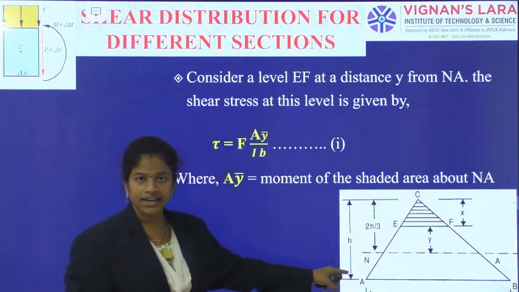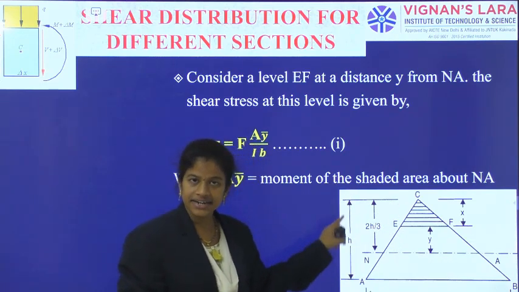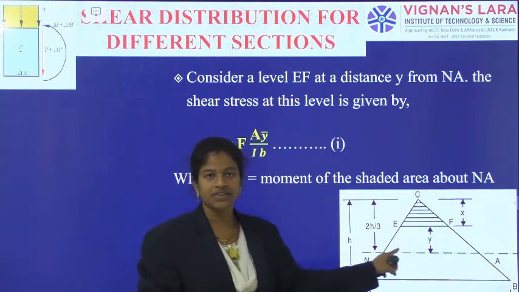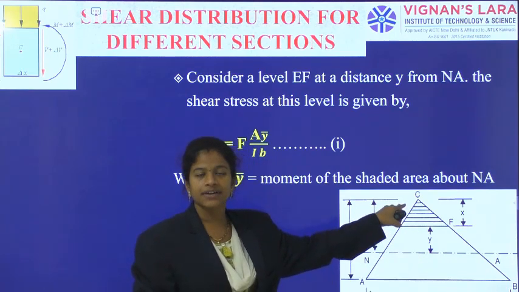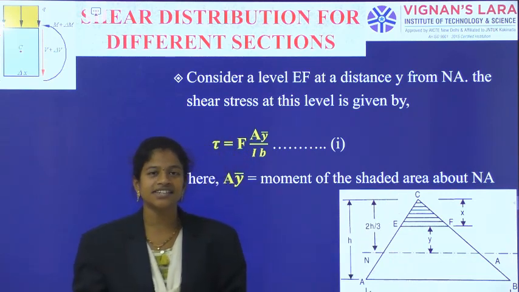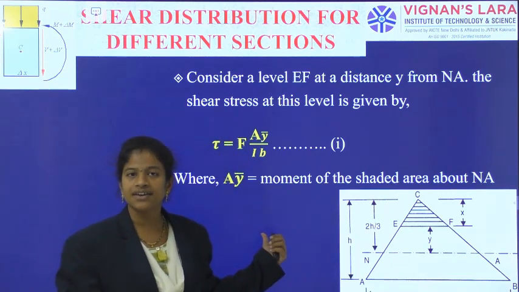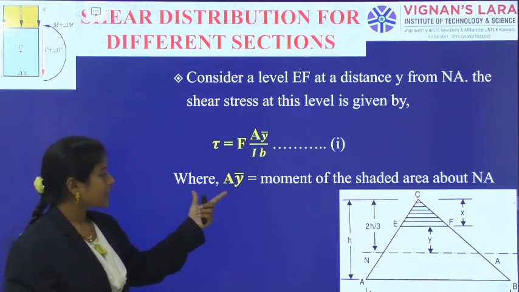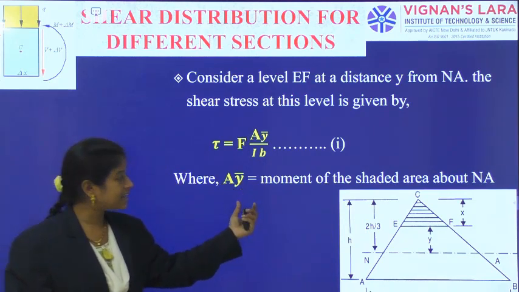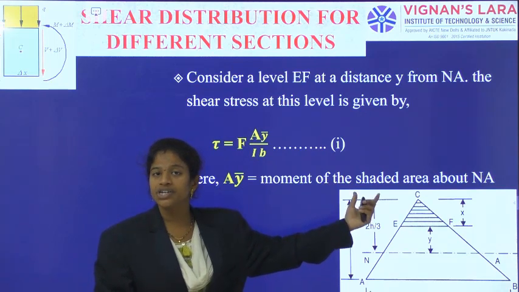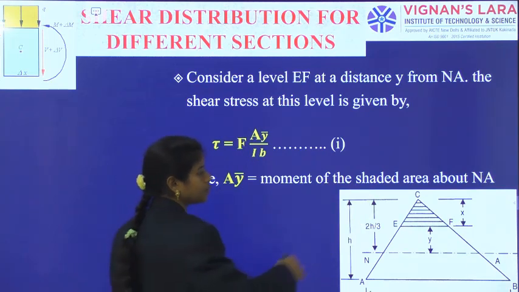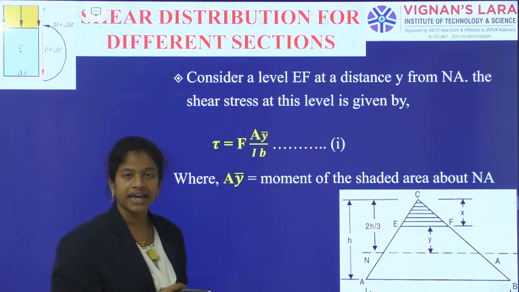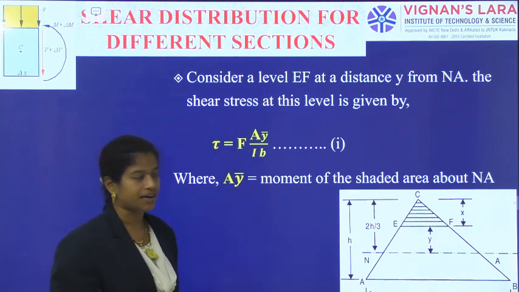See here, our triangle is there, with the neutral axis indicated at a distance of 2h by 3 from the top, and from the neutral axis level at a distance y we have indicated the EF line. Above that EF line we have given the shaded portion. Why is that needed? Because A into y bar is there, right? So for that A into y bar we have given the shaded portion. And what A into y bar indicates is the moment of the shaded portion about the neutral axis. So the moment of area of the shaded portion about the neutral axis is A into y bar.